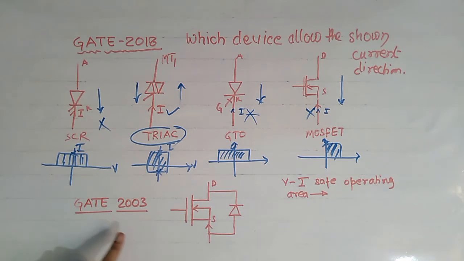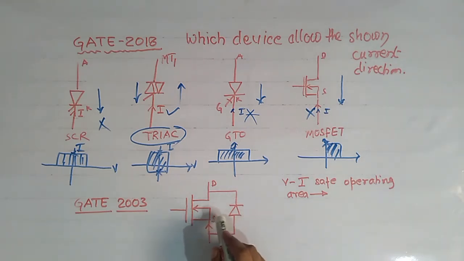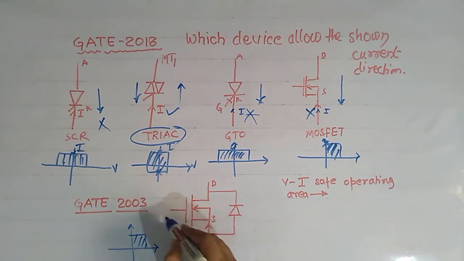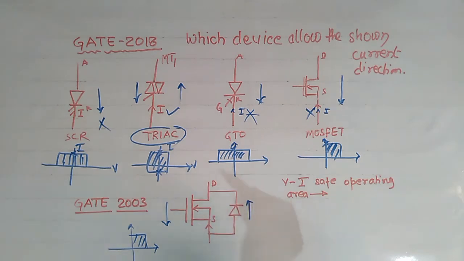Now take this question that was asked in GATE 2003. In this question, this device is given. In this device, a MOSFET is connected with this diode, and this diode acts as the body diode of this MOSFET. We know that this MOSFET allows current in the forward direction only. This is the safe operating area of the MOSFET. So it will allow current in this direction only, and this diode will allow current in this direction.